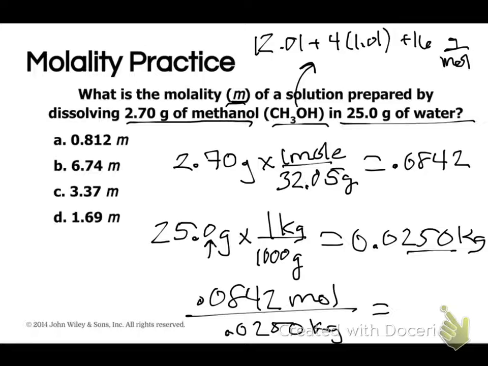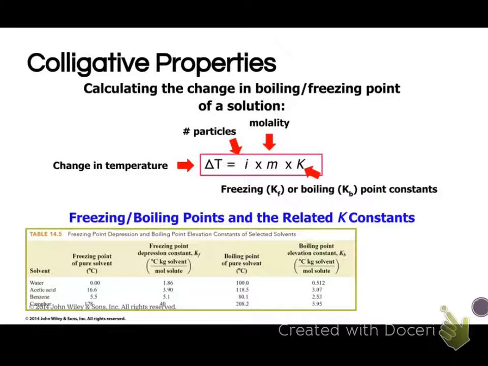And it says the answer is 3.368, and I'm going to use the little m, but there's only 3 sig figs, so we're going to pick letter C here. Now, molality is used in colligative properties to figure out what the change in temperature is whenever you freeze a solution or when you boil it. So delta T means change.